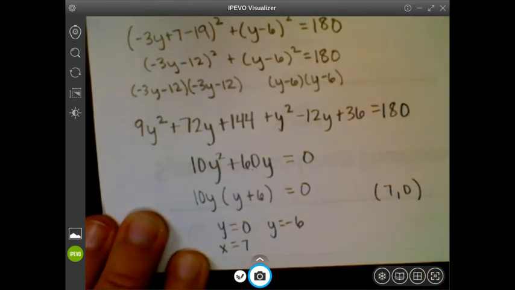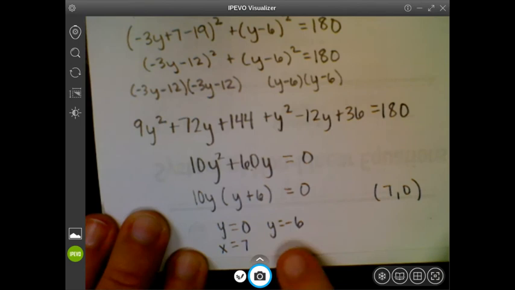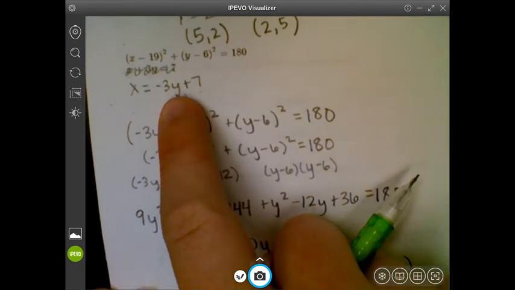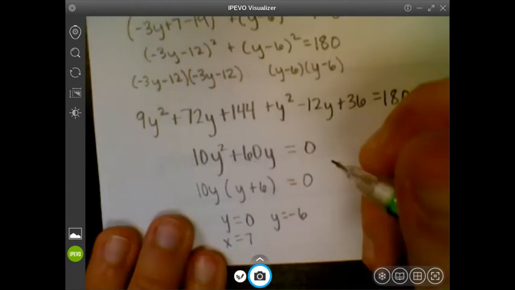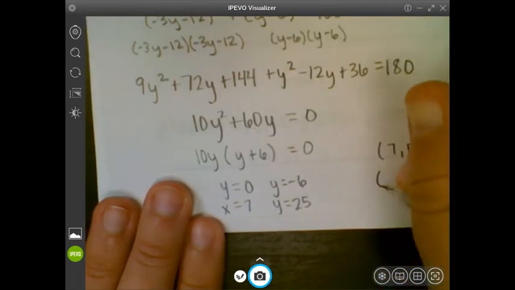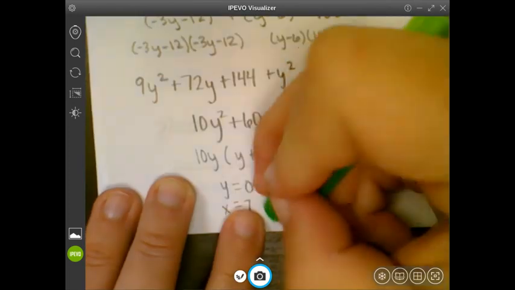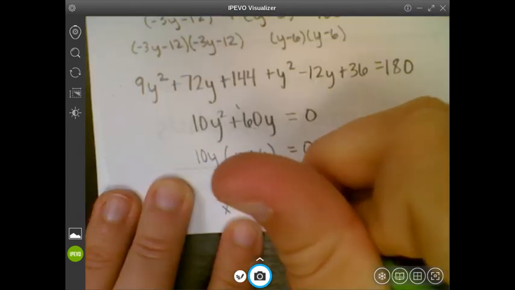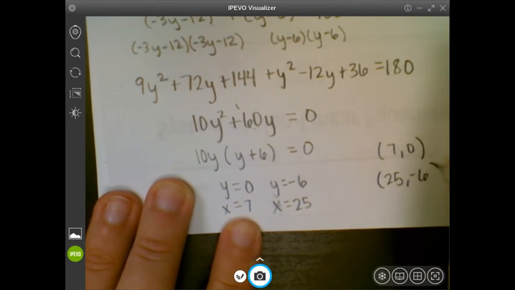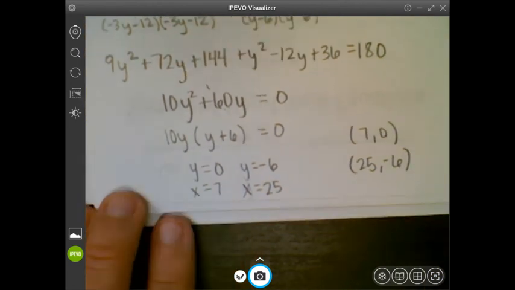Make sure you put them in the right order. And then plugging in negative 6, that would be 18. 18 plus 7 is 25. So, whoops, I wrote y equals 25. That's wrong. It's x equals 25. So this would be 25, negative 6 for your other coordinate point.